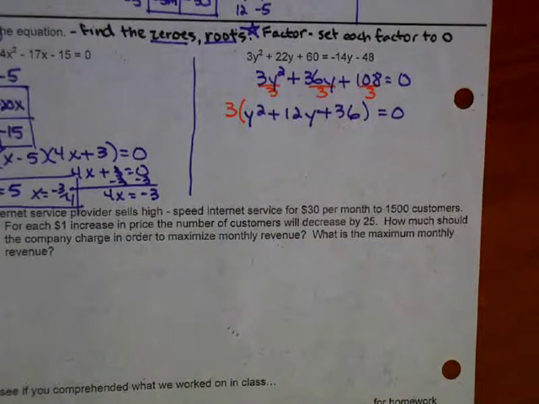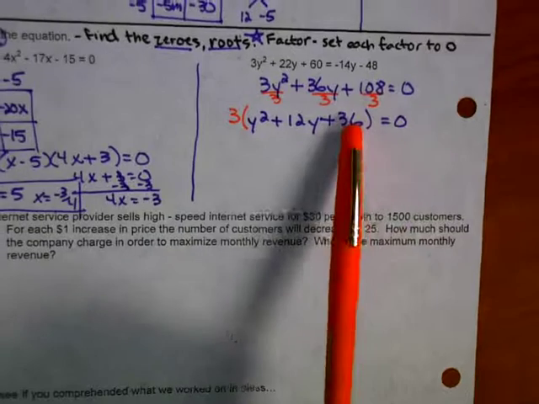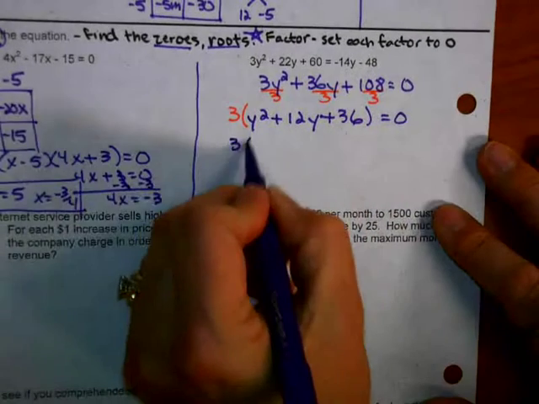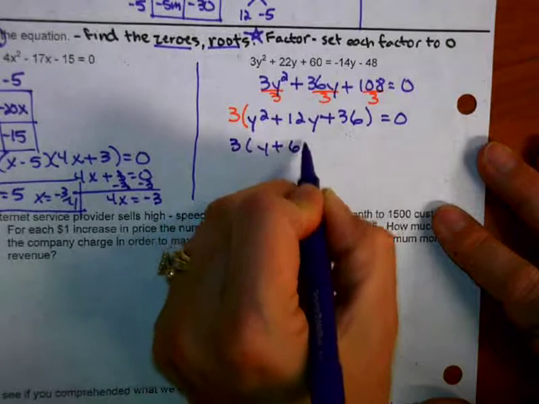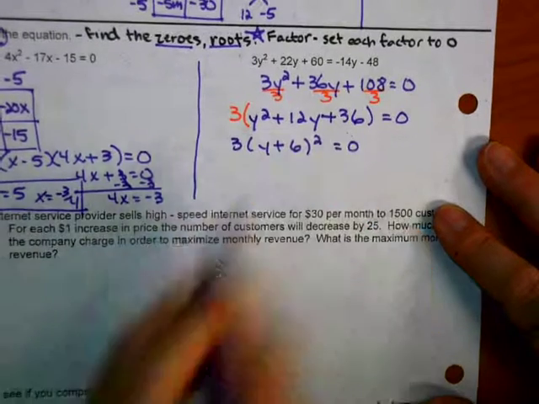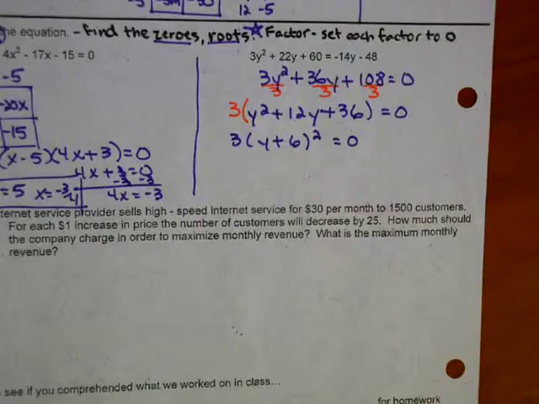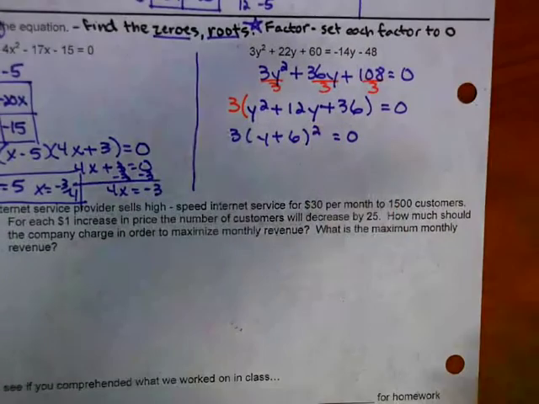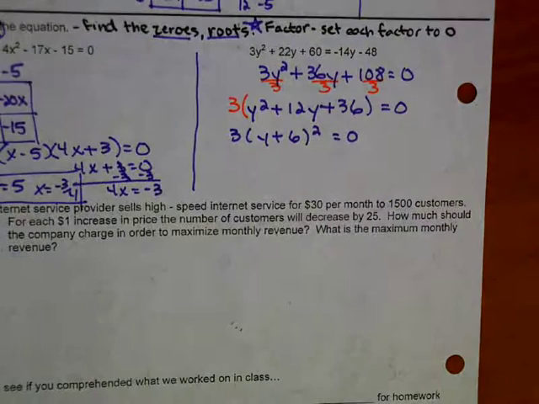Wait, we don't really have to do any box, do we? Why? Look at it. It's a perfect square. So it would look like this. Some of you are like, what? y plus 6 times y plus 6 is going to give me that. 1 is considered a perfect square.